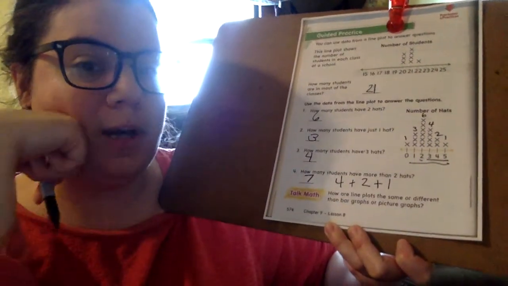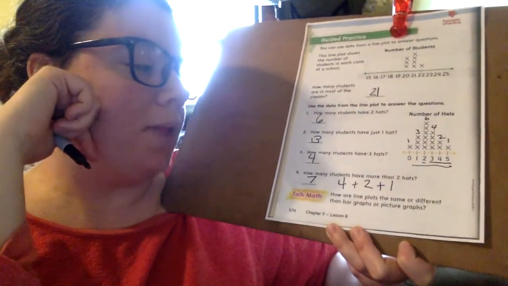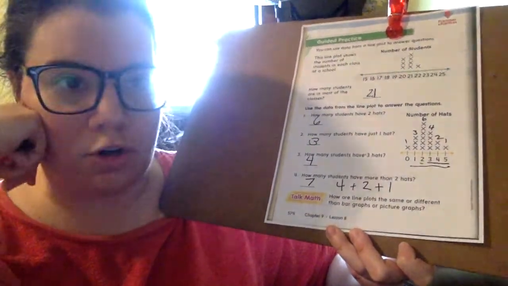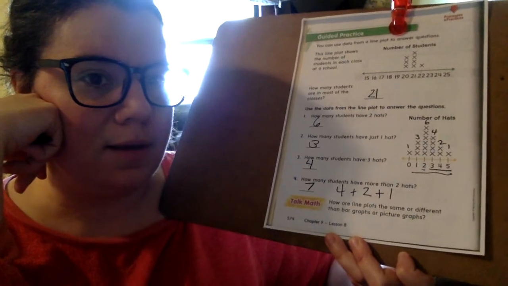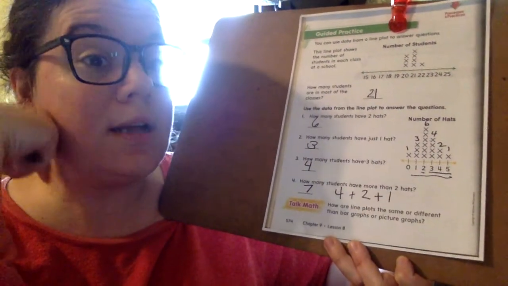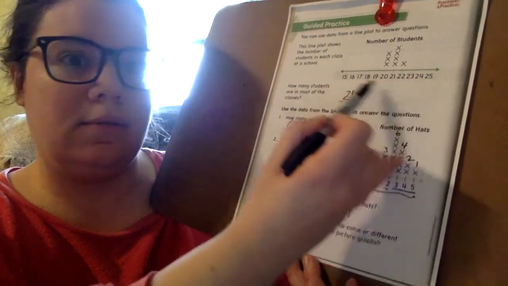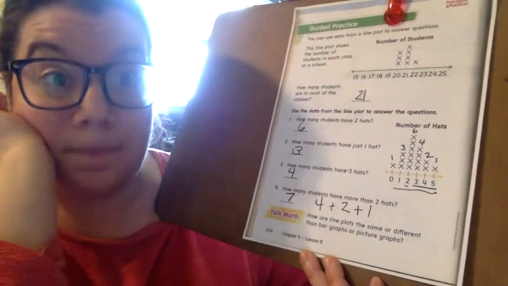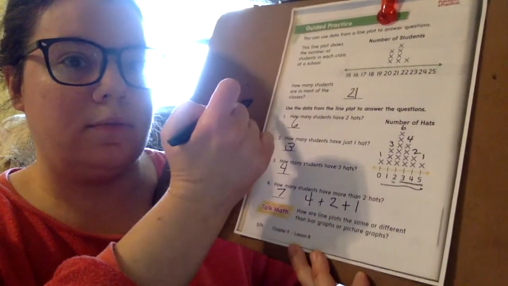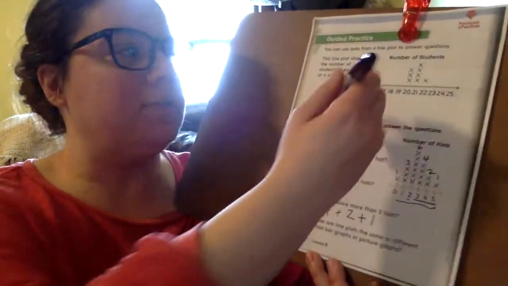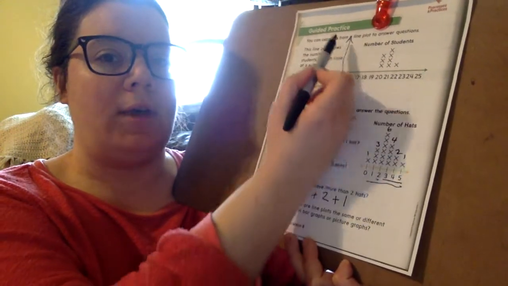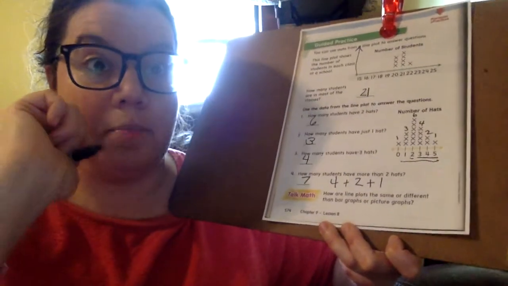So if you want to think about how line plots are the same or different than bar graphs or picture graphs, we've kind of talked about that. We talked about how they're the same. It's a way of organizing data. And then how is it different? We talked about one of the ways it's different is that line plots are X's above a number line. So we only have this one line here. Whereas if you remember our graphs, we also had an X and Y axis going up that will show how many for a bar or pictograph. Okay, but that's for something different.